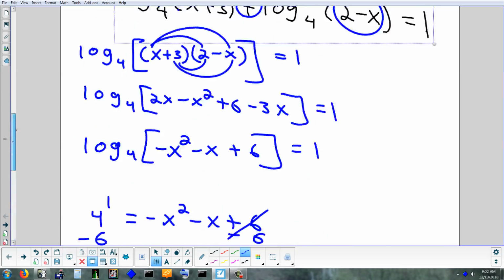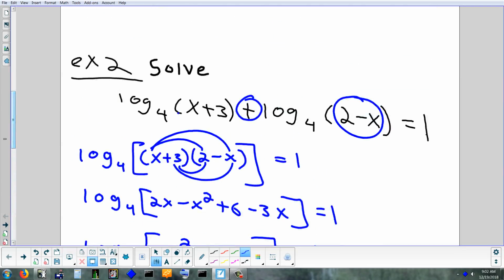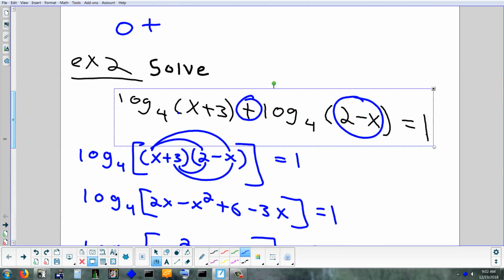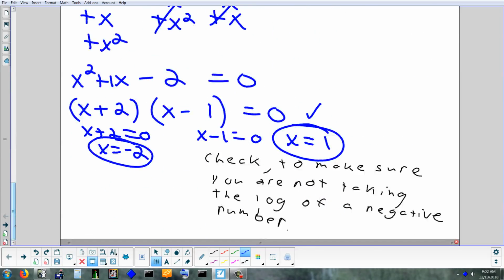And let's check negative 2. What's negative 2 plus 3? 1. What's the log of 1? 0. And what if you plug in negative 2 in the second argument? What do you get? 4. So it's log base 4 of 4, which is how much? 1. So you get 0 plus 1 this time. We got 1 plus 0 last time. Does that equal 1? Yeah. So both answers work.